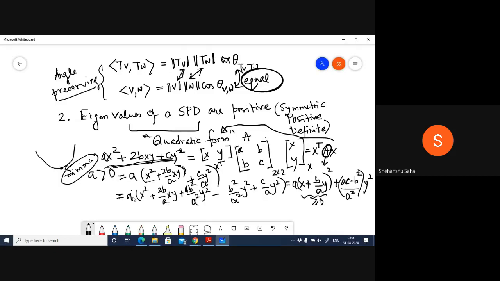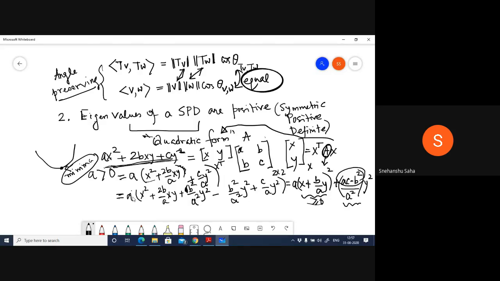Now, in order for this quadratic form to stay positive, greater than 0, what do we need to have on the right? I already know that this first term is greater than or equal to 0, but it can also be 0. So the positivity of the second term will ensure the positivity of the entire expression. So I have no problem with a, and y square is also positive. So everything depends on AC minus b square, isn't it?